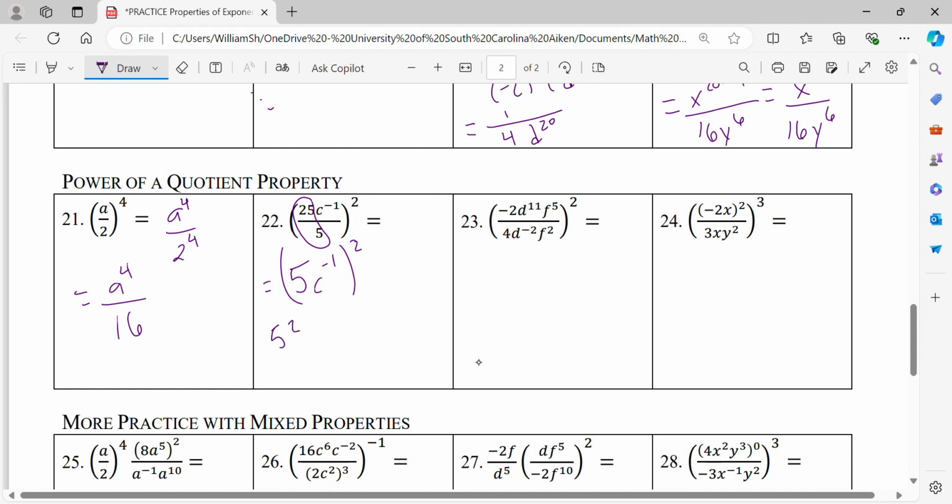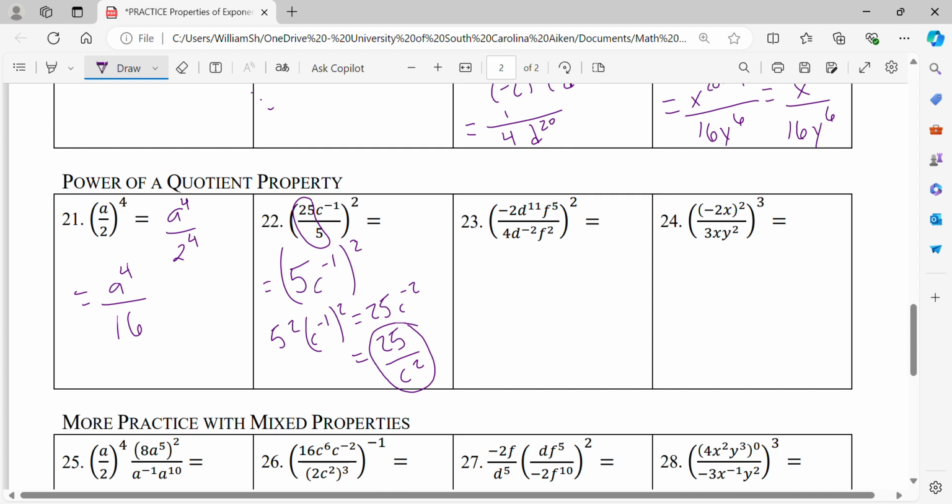Now I've just got to distribute this exponent of 2 to both of those inside terms. So now I'm looking at 5 squared and c to the negative 1 squared. 5 squared is 25. C to the negative 1 squared, negative 1 times 2 is negative 2, gives us c to the negative 2. Keep in mind we don't want negative exponents, so we're really just looking at 25 over c squared.